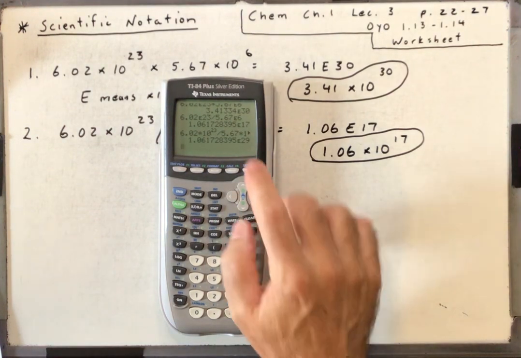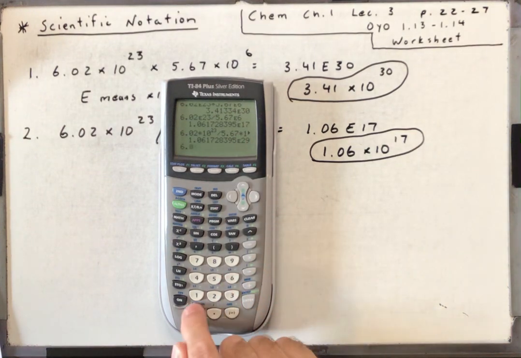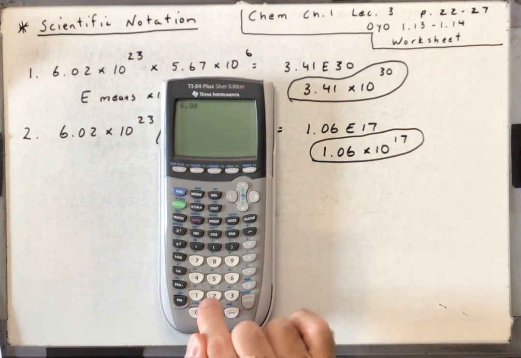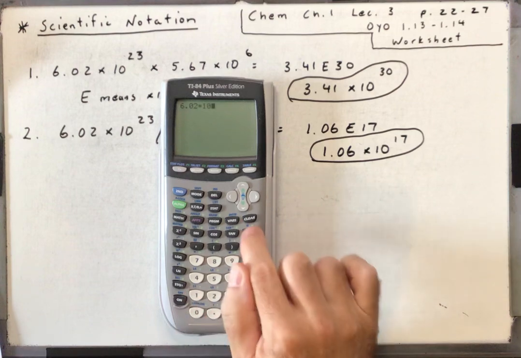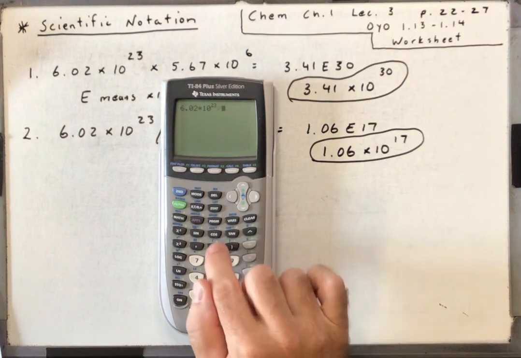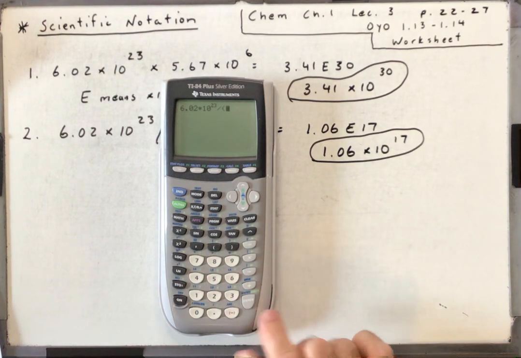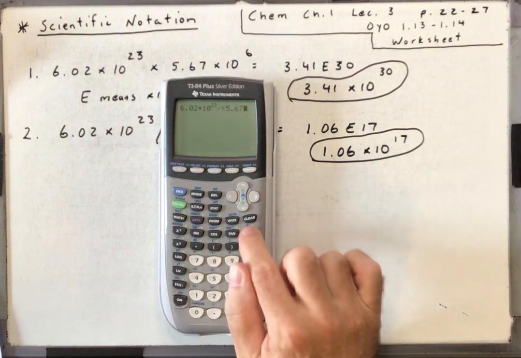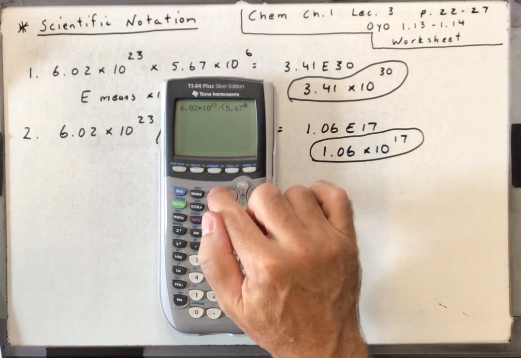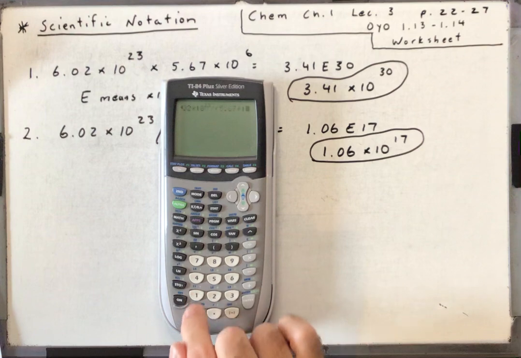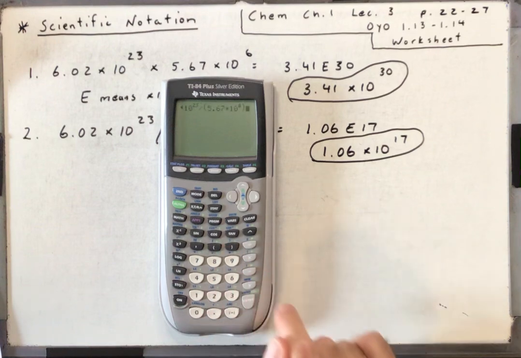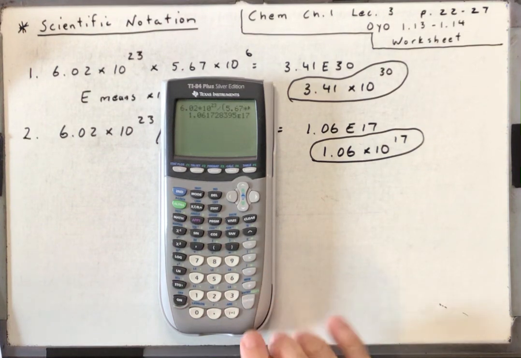In order to get the right answer, we would have to put the whole second part in parentheses. So we'd have to do, let me clear it so you're not confused, 6.02 times 10 to the 23rd, then get out of exponent mode, divided by, and you'd have to put the whole denominator in parentheses. 5.67 times 10 to the 6th, and then we'd have to right arrow and get out of the exponent, and then hit the parenthesis. And now you have the right answer.